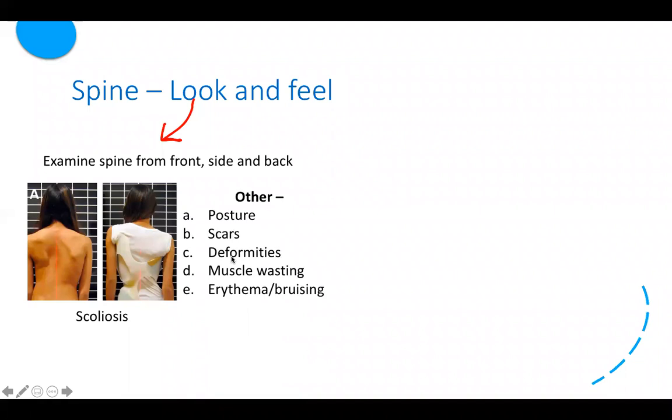Other things to look for, you want to just see the general posture. Are there any scars, any deformities, muscle wasting, any erythema or bruising? One thing you'll note when you do GALS examination, MSK related, in terms of inspection, you'll be looking at very similar things in all the different areas.